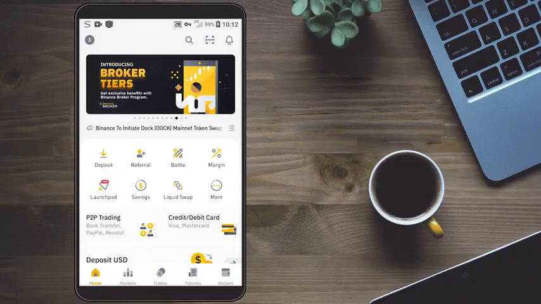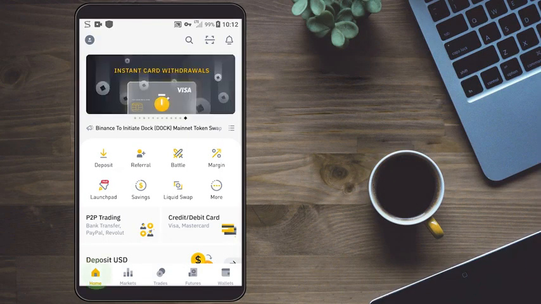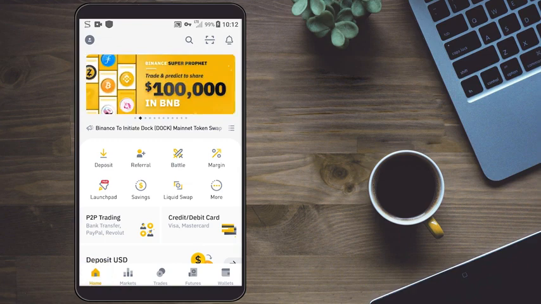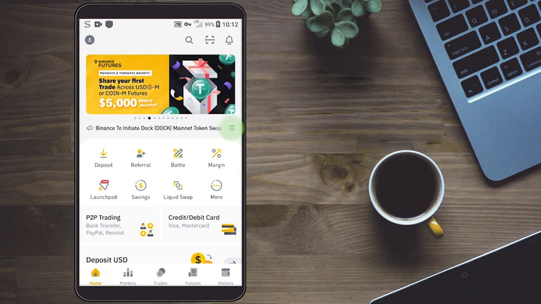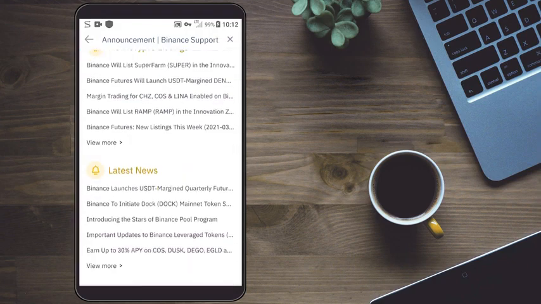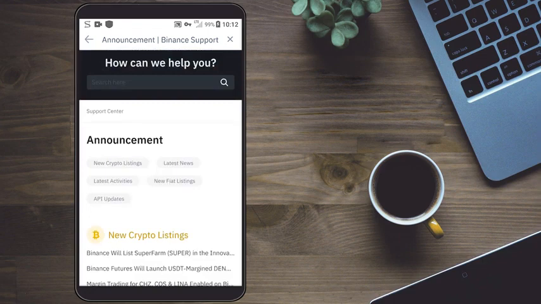When you open Binance app, this is what you see. This is actually the homepage of Binance app, and you can see that the home tab is selected here below the screen. In the top of the screen, you see there is a slider showing announcements and promotional stuff. And if you touch this small button here, in this page, you can see the latest announcements, including news, activities, new listings, and updates. Let's close this page.